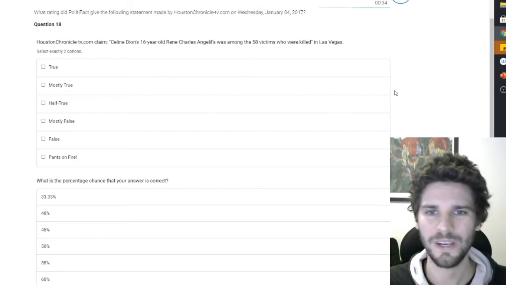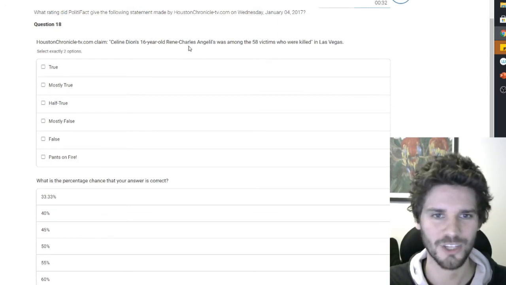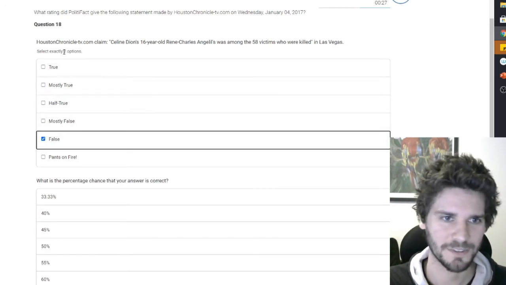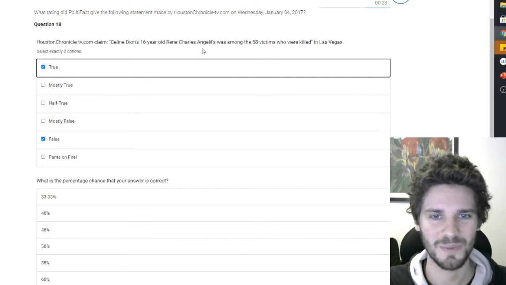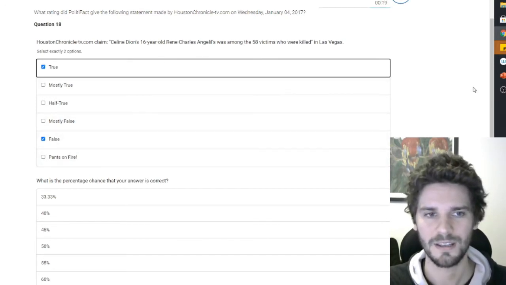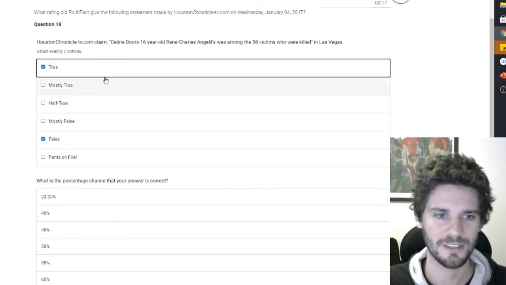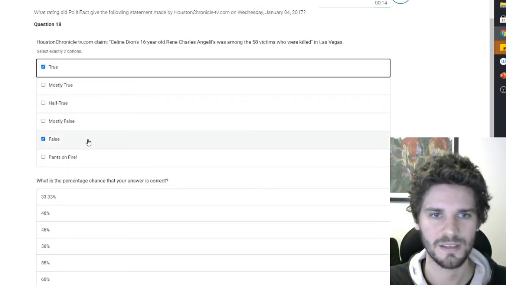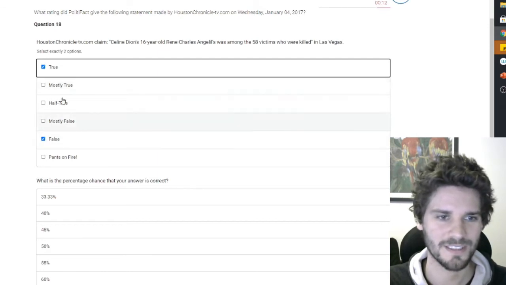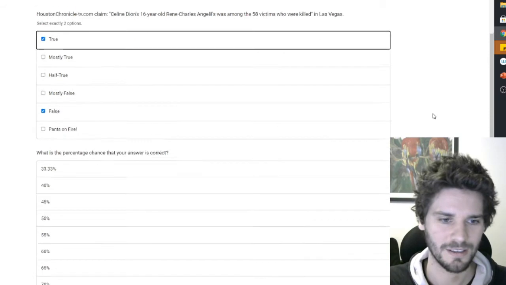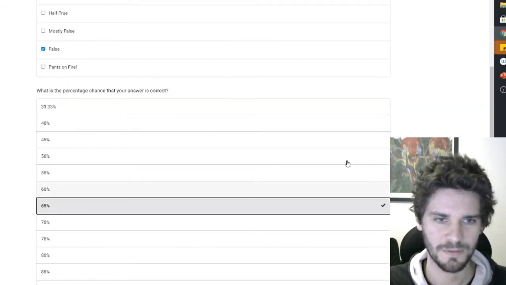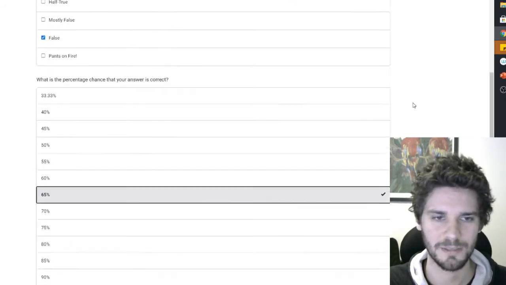So weirdly here, I feel like this is either true or false. Like she was either one of the victims or not. So I'm fairly confident it's either true or false. I don't really see how this could be a mostly true or a half true or a mostly false. It could be a pants on fire. So I actually think I have about a 2/3 chance of getting this right, because it doesn't seem to be any of these, and of the 3 here, I have no idea if this happened or not. So I'm going to go for 65, which is the closest to 2/3. Let's see how we do.